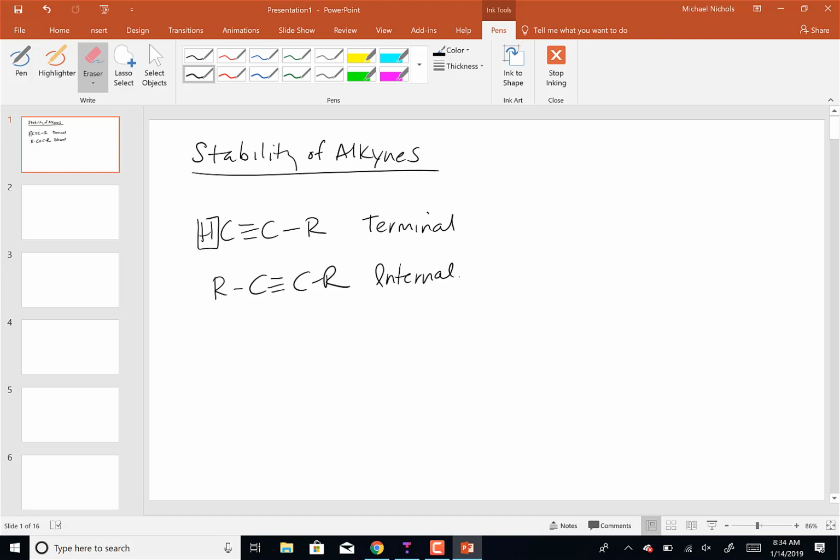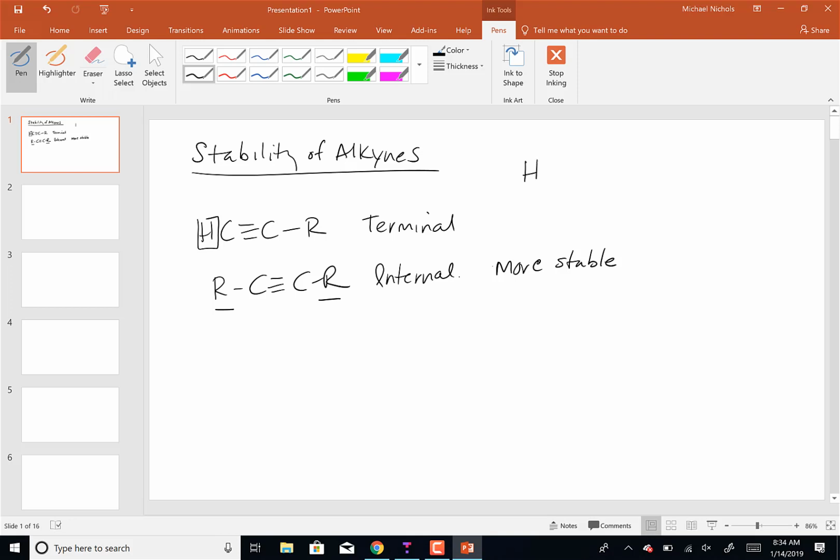Based on what you know about alkenes, which one is more stable, Haley? The internal one. So this one turns out to be more stable. Why? Because a triple bond's like a double bond, and so the more alkyl groups you have attached to the triple bond, the more stable it is. Here, our maximum number is 2. So we can have two alkyl groups attached, 2 or 1.